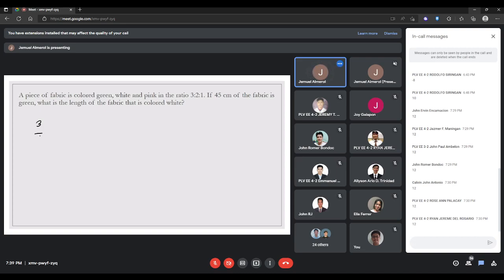3 is to 2 is equal to 45 is to green. Ay, hindi. Green, white. Sorry, white. Kukunin na natin. No? So, yung white would be equal to 45 times 2 divided by 3. So, 90 over 3 is 30. Okay, kasi kung walang given dito na 45, mahirapan tayo. Okay?